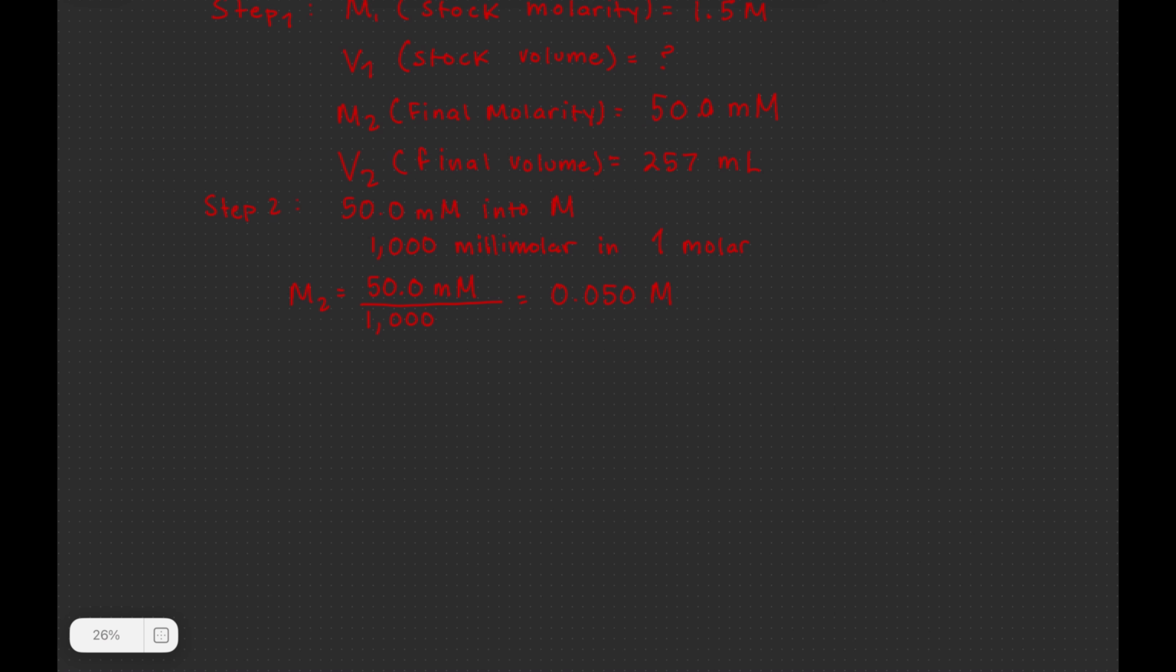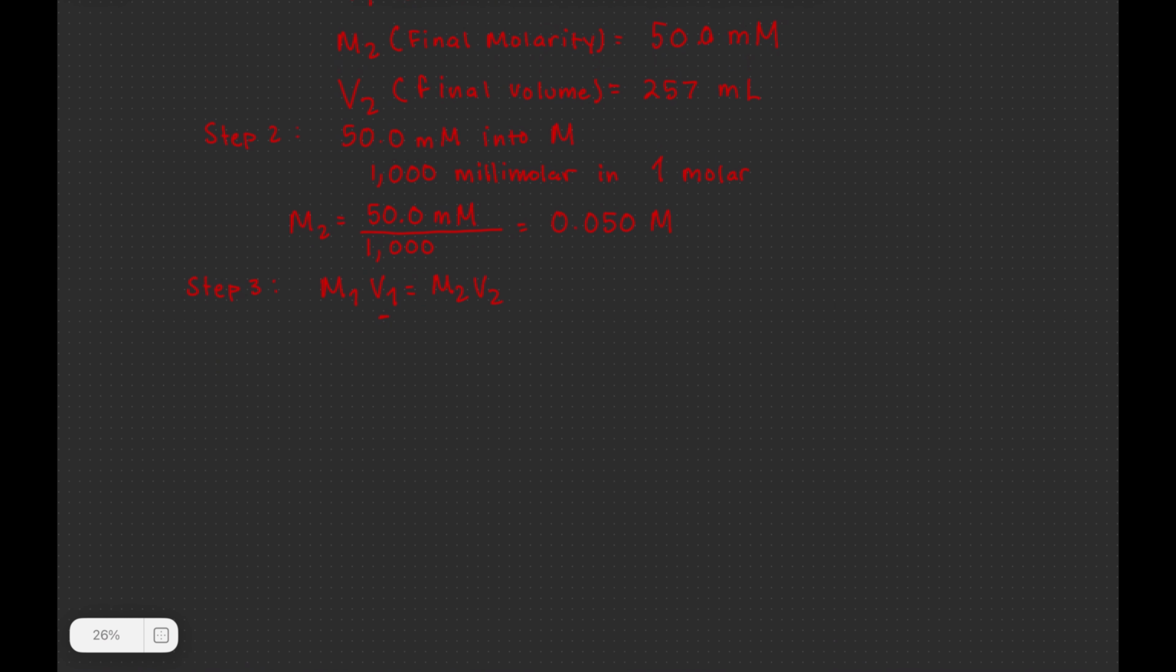So now we come to step 3. We're going to apply our formula. So we've got M1V1 equals M2V2. And we want to go ahead and isolate V1. To do that, we're going to divide both sides by M1. So V1 is equal to M2 times V2 divided by M1.